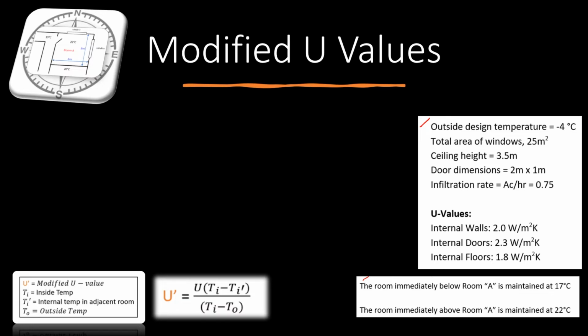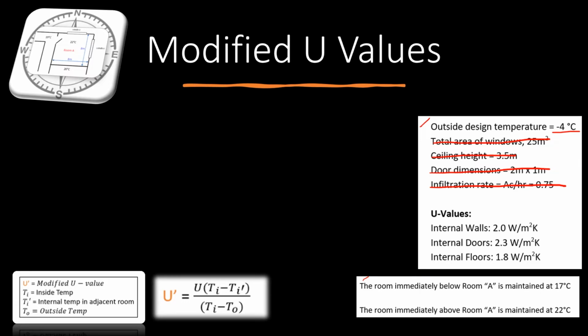Let's see what I'm going to need. I'm going to need my outside temperature, -4. Total area of windows, I don't actually need that at the moment. I don't care about the areas. Don't need my ceiling height. Don't need my door dimensions. Don't need my infiltration rate, so I'll just score this out because it's irrelevant information. U values, I will need those because I'm going to use those to calculate my modified versions of those values. So let's just take something as an example.